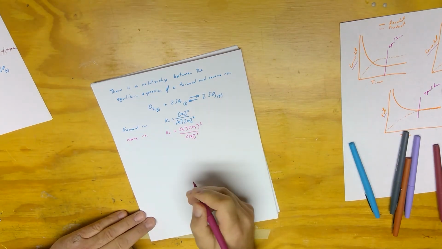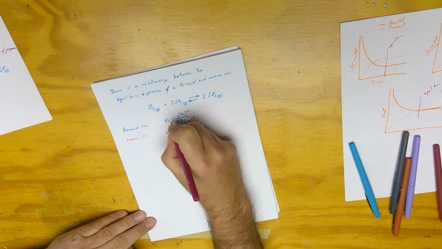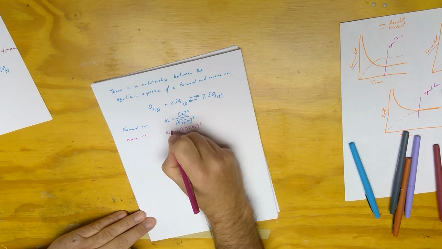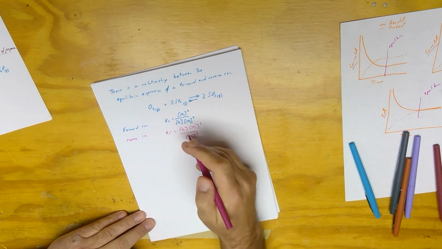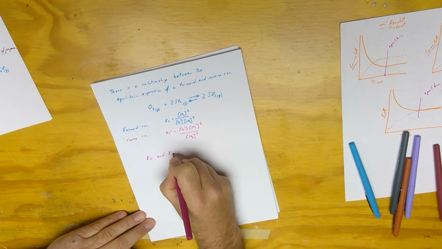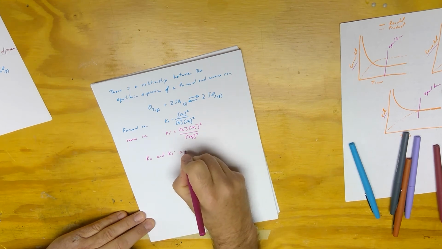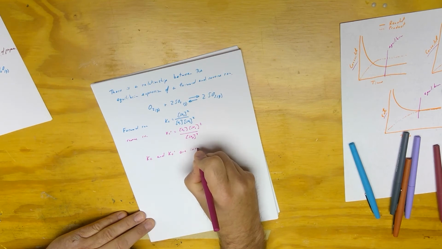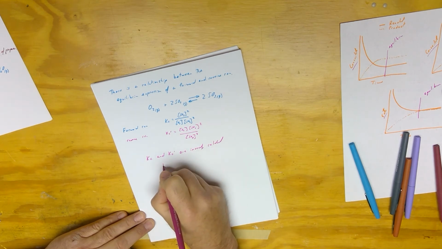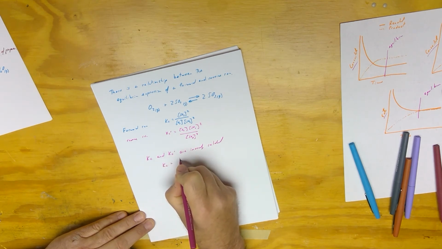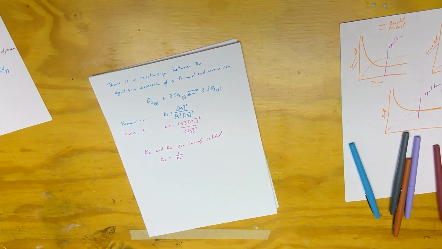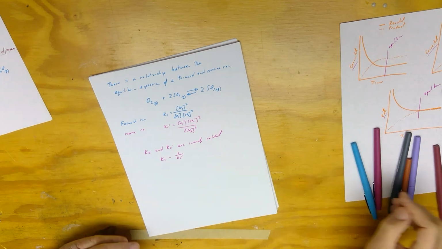Okay, so how are these related? Well, we often will call the forward reaction Kc, and we'll call our reverse reaction Kc prime. So how are these related? Well, Kc and Kc prime are just inversely related. So we could write it this way: Kc is equal to 1 over Kc prime. All right, this is going to make things easier down the road.